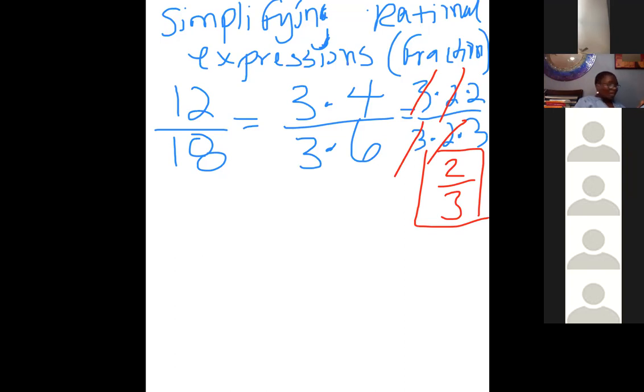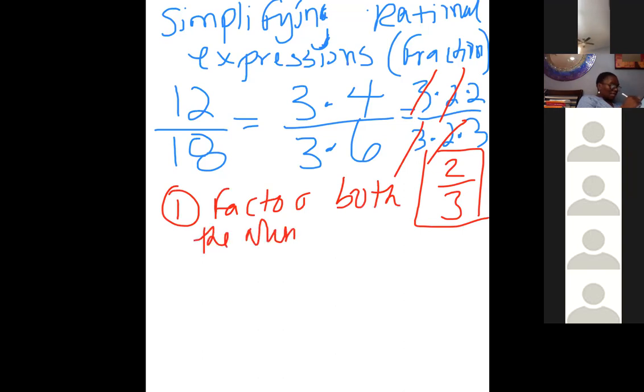So when we go to algebra, the first step you have to do is to factor. Factor both, if possible, the numerator and denominator, okay? Sometimes you can't factor them, if possible.